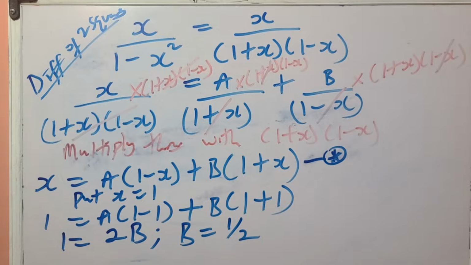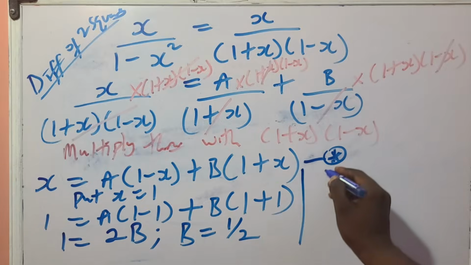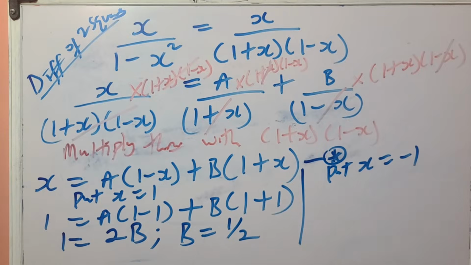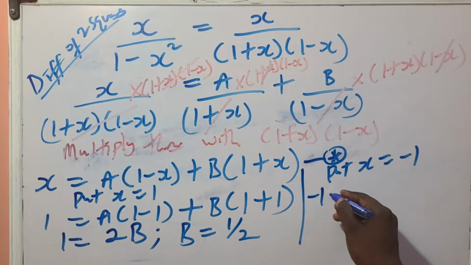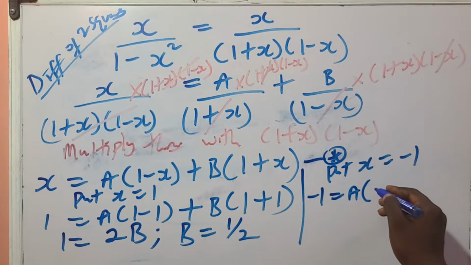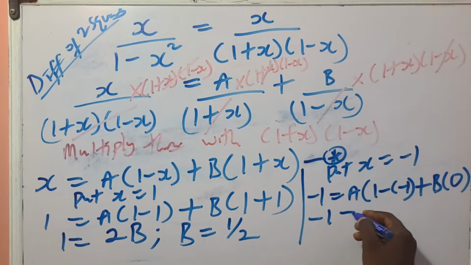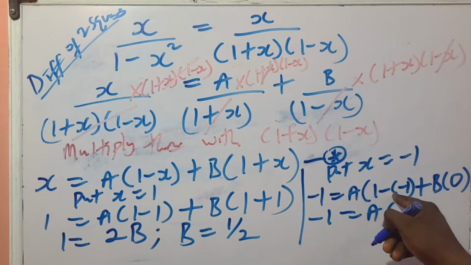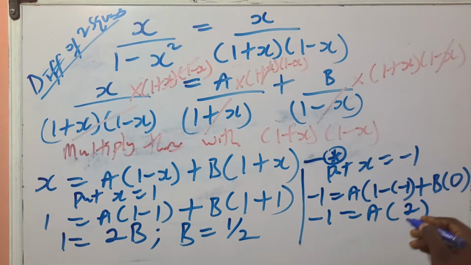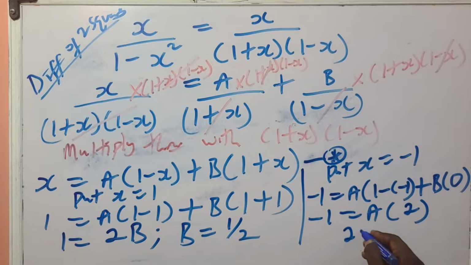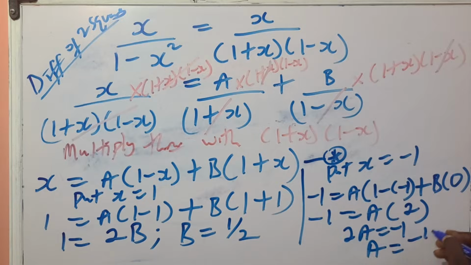So what I have to do next is I will put x as minus 1. So what I will be having will be minus 1. That was the first thing. x is equals to a into 1 minus minus 1 plus this will turn to 0. I don't think I need to write that, but if you want to see it to be b, and then this will turn to 0. So this will go. So I'll be left with minus 1 equals a into bracket 1 minus minus 1. That will be 1 plus 1. That will be 2. In this case now, you can see 2a equals minus 1. a is equals to minus 1 over 2.